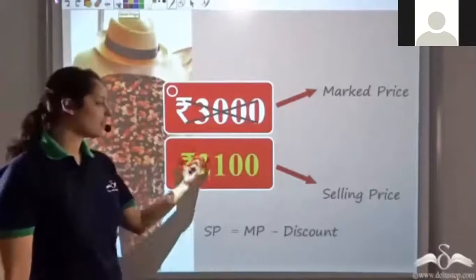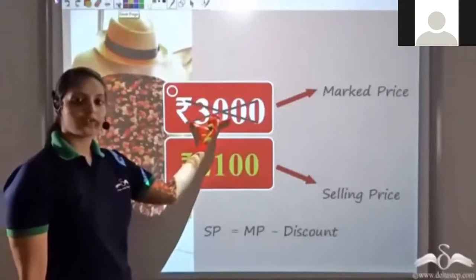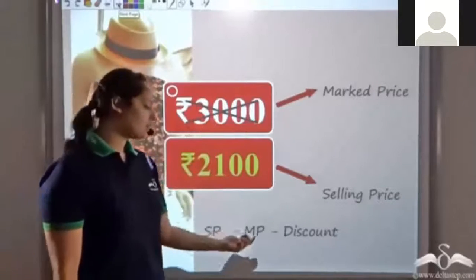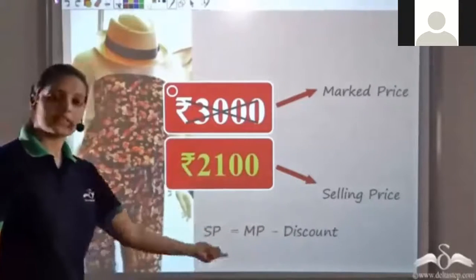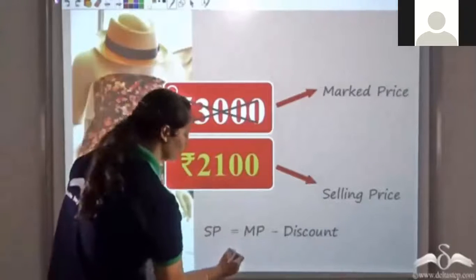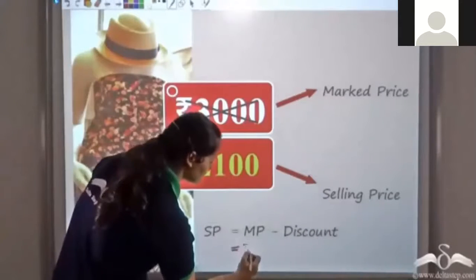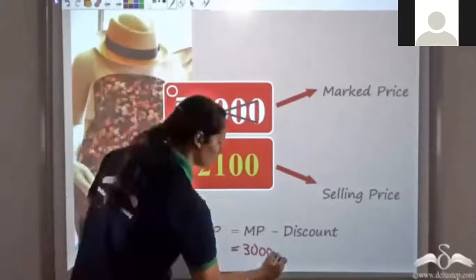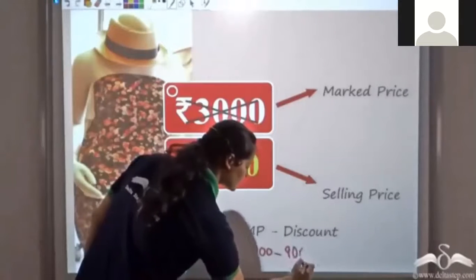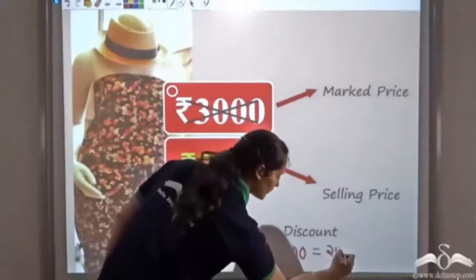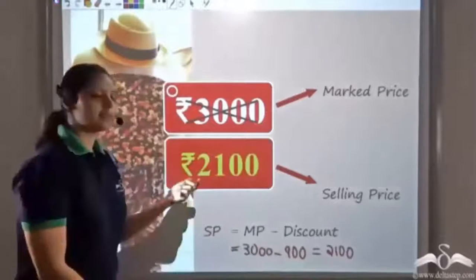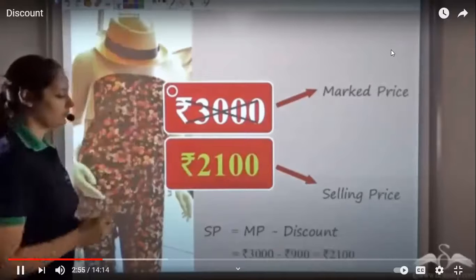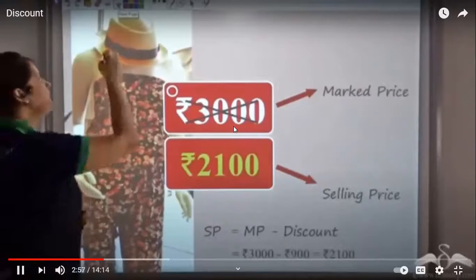So how we get this selling price: marked price, which was 3000, which was listed on the dress. So the marked price minus discount gives me the selling price. We know that here the marked price was 3000. There was a gift voucher which is nothing but a discount of 900 rupees. So this gives me 2100, which is nothing but the selling price of this article. So this is how we get the selling price.